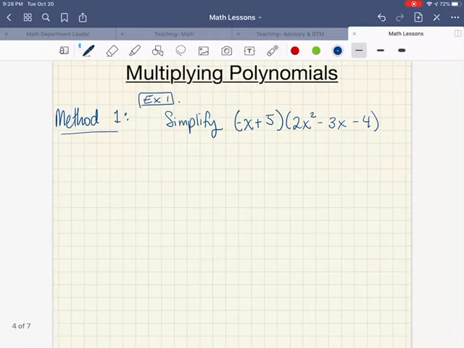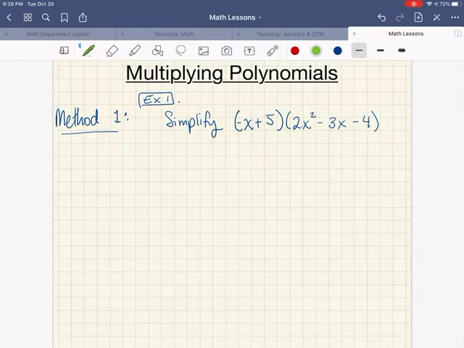Okay, now we're going to actually get into the meat of this. So how do we actually do operations on polynomials? Let's start with something a little easy, which is multiplying polynomials. I know you've seen this before. So I'm going to show you two methods to do this. The first is the box method.